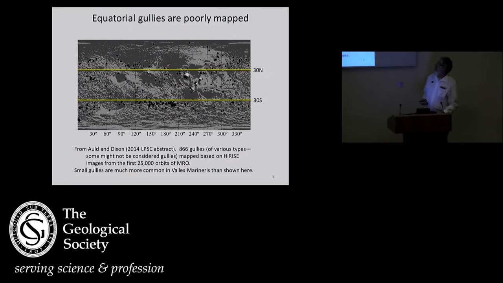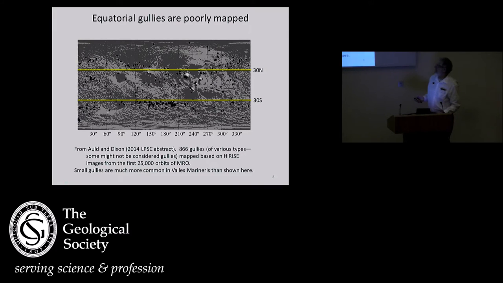Now, the equatorial gullies are poorly mapped. John talked about this abstract in the paper that's in revision. They looked at the first 25,000 orbits of MRO, which is about half of the orbits we've had, and found quite a few equatorial gullies of different types. But it was after about 25,000 orbits that we first discovered the equatorial RSL. We started specifically targeting steep slopes in the equatorial region to look for more of them.